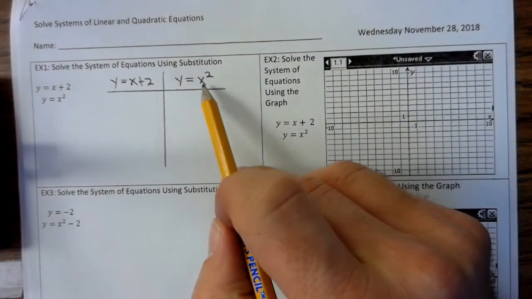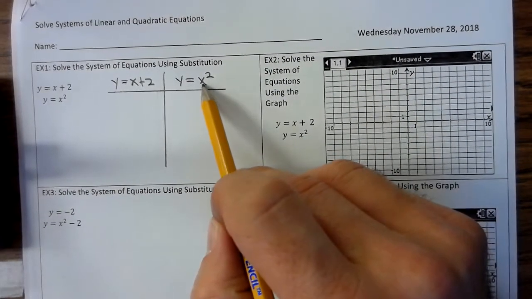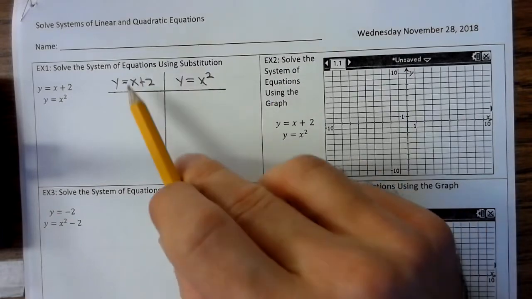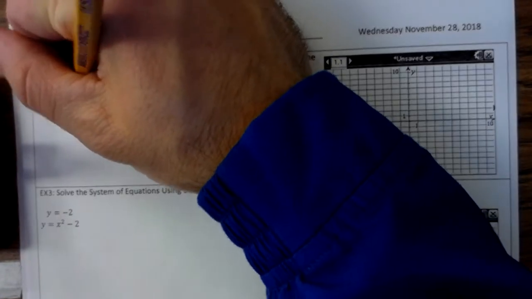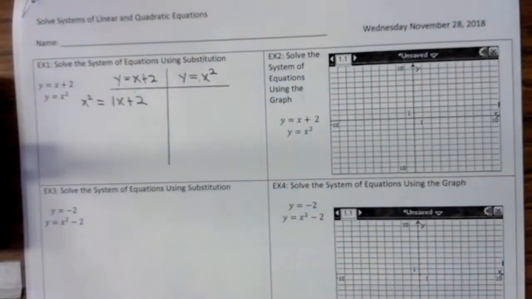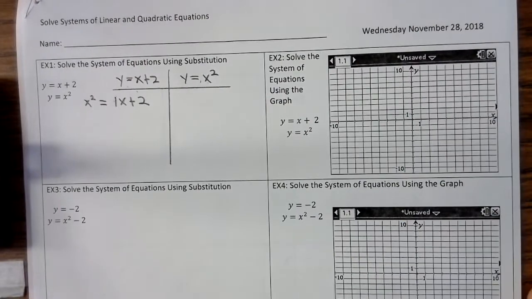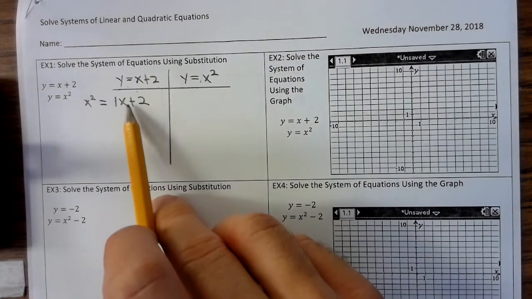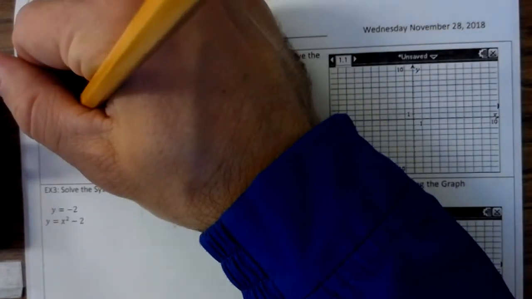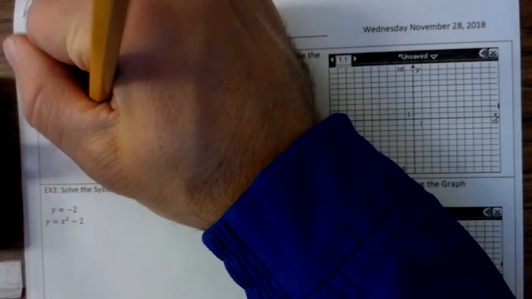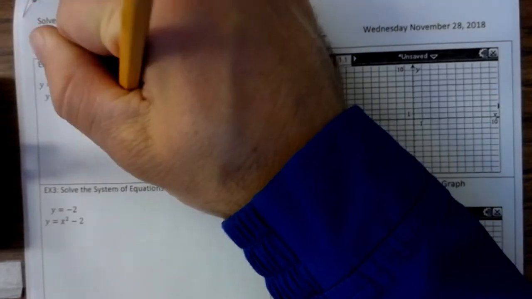Now here, since they're both equal to y, we can set them equal to each other. So I can say that x squared equals 1x plus 2. Now, because they're squared, in order to solve this, we need to move everything to the left side. So we're going to subtract 1x and subtract 2 from both sides so that we get 1x squared minus 1x minus 2 equal to 0.